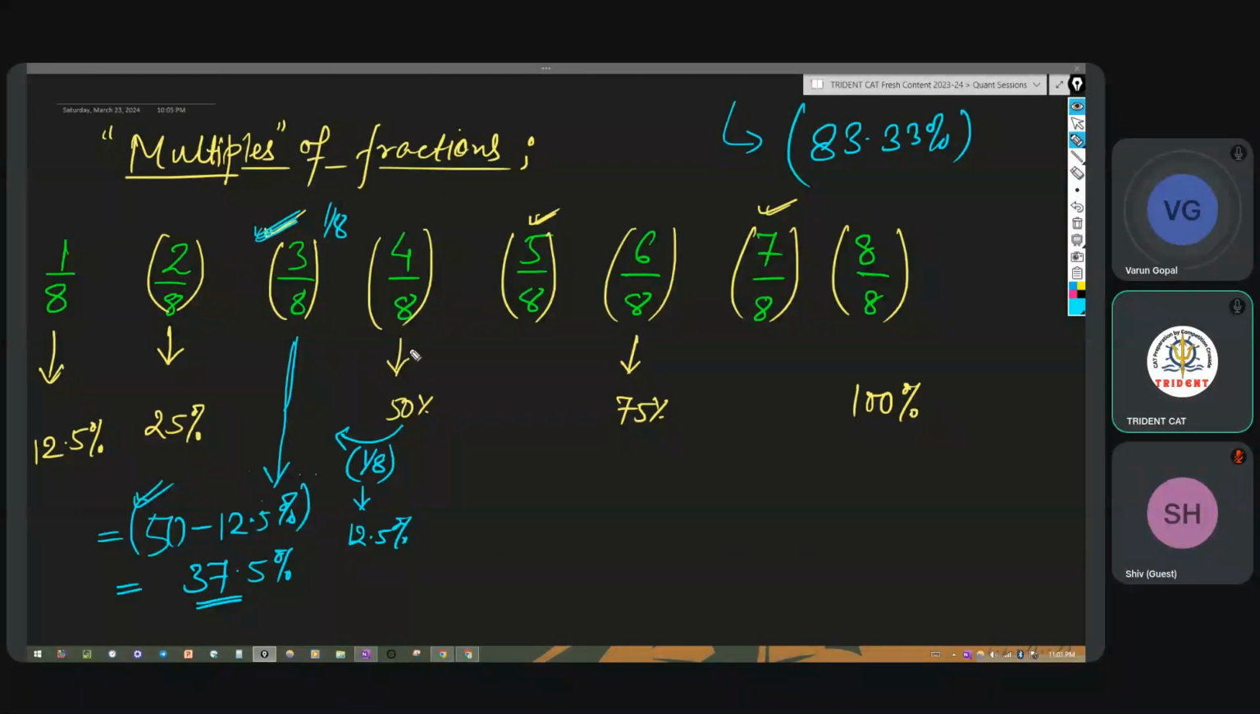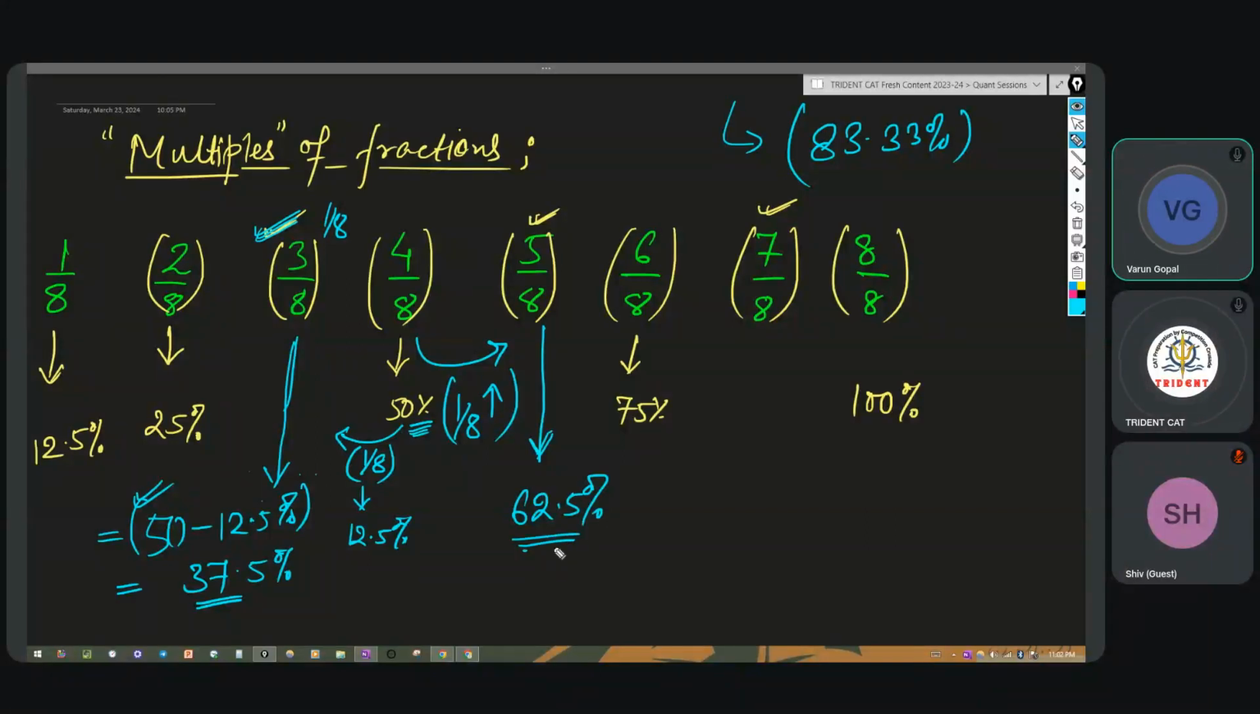Guys, now I know pretty much you can tell me what is the value of 5 by 8, which is what? 1/8 more. Yeah. More than what? 50%. 1/8 more than the 50%. So what is going to be the value of this thing? 62.5. Great.